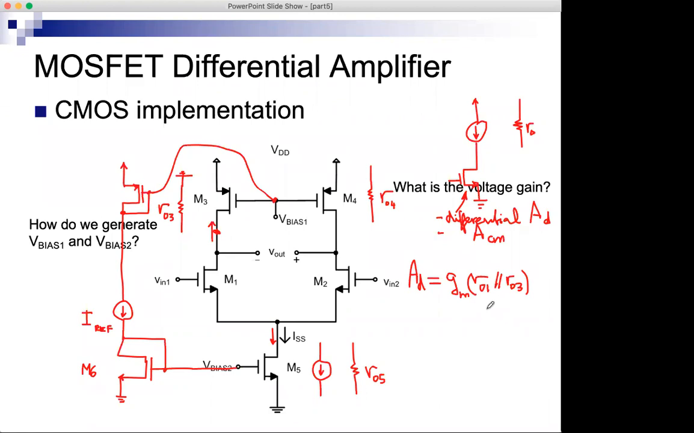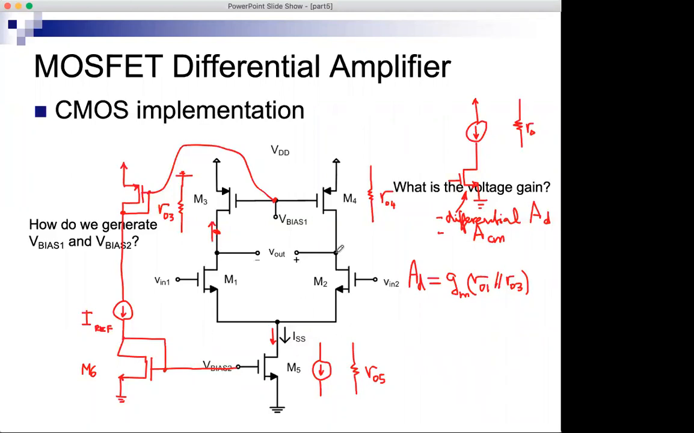All right, now let's answer the question, what is ACM? ACM is calculated when the two inputs are equal, and I look at the output, and I need to know what the output is in this case. If the current source is ideal, but it's not in this case. If it's ideal, then the common mode gain will be 0. It's not ideal in this case, and we will have some signal at the drain here and a signal at the drain here.